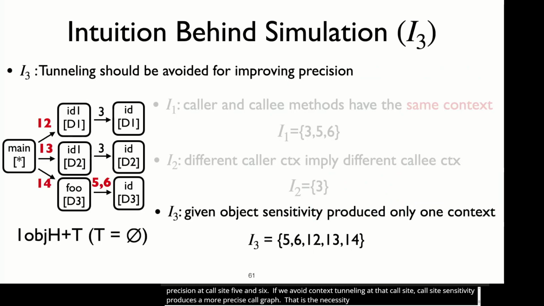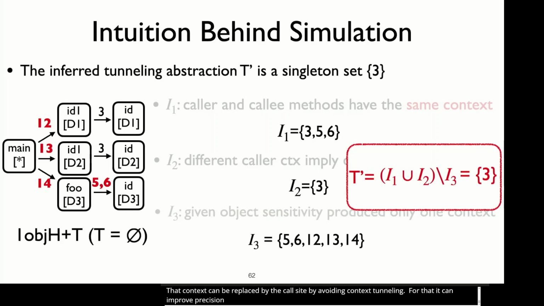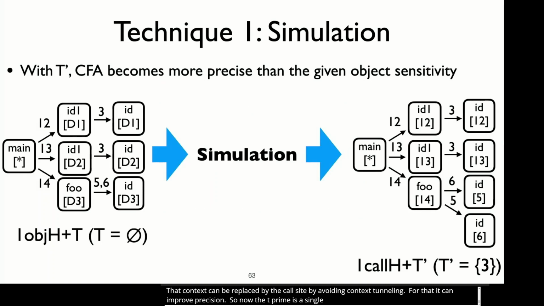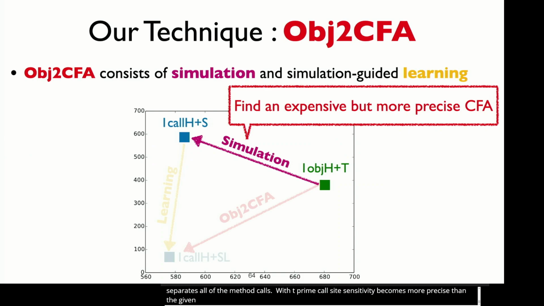Now let me introduce I3. I3 is the call sites where the given object sensitivity produced only one context. That context can be replaced by the call site by avoiding context tunneling. Further, it can improve precision. So now, the computed tunneling abstraction T' is the singleton set {3}. The right one shows the call graph of one call site sensitivity with the tunneling abstraction T', and it separates all the method calls. With T', call site sensitivity becomes more precise than the given object sensitivity. That's the detail of simulation.